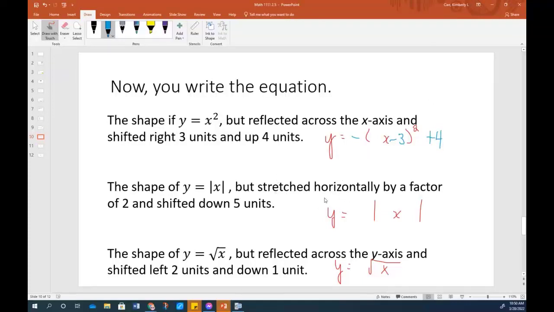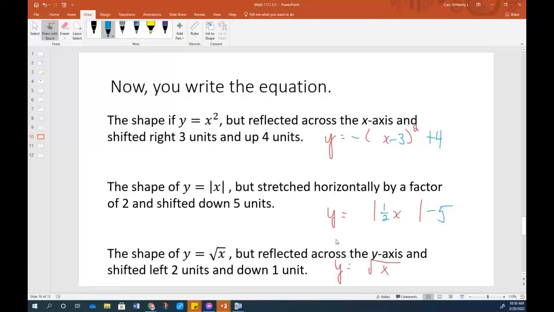All right, on our next one, we have a horizontal stretch. If it's a horizontal stretch or compression, it's going to go right here in front of the x. But the factor is lying to us. So even though it says a factor of 2, that number is a 1/2. Okay? Shifted down 5 units. That one doesn't lie. It goes on the outside.